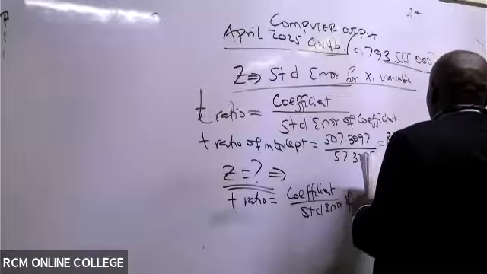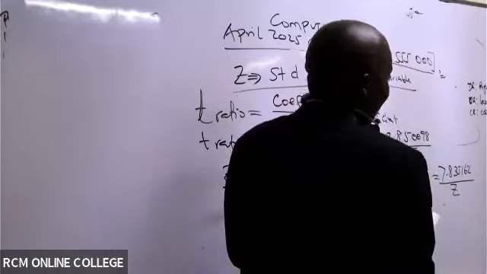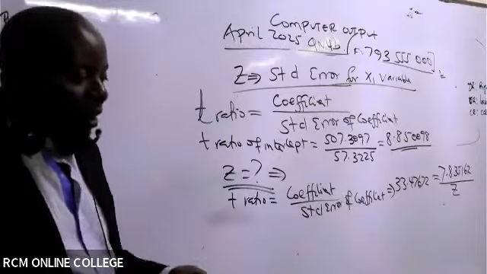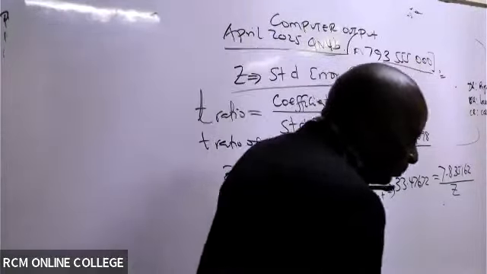35162, all over the standard error, which is what there? Z. All over the standard error, that is Z. So your work is easy. Your work is to make Z the subject of the formula.